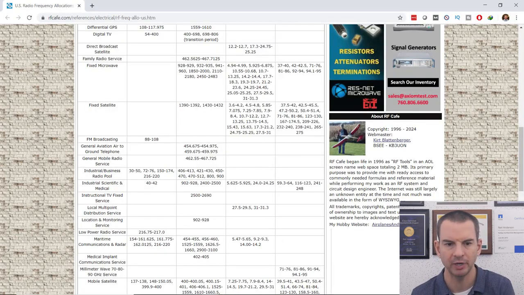So I will open up a chart here. This is the radio frequency allocations in the US. So this is controlled by the government. And here you can see all of the frequencies that are assigned to the different types of radio communication. For example, you can see that for FM broadcasting for radio, that is 88 to 108. You can also see maritime communications in here, fixed satellite, etc.